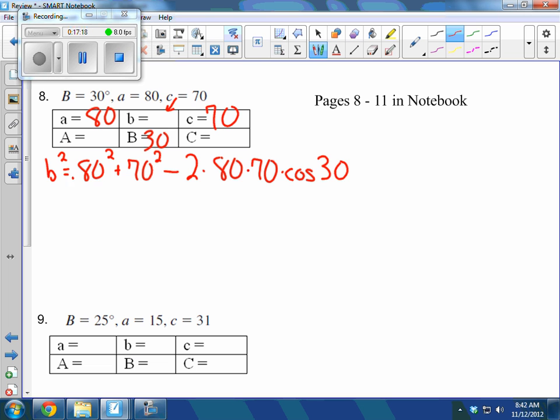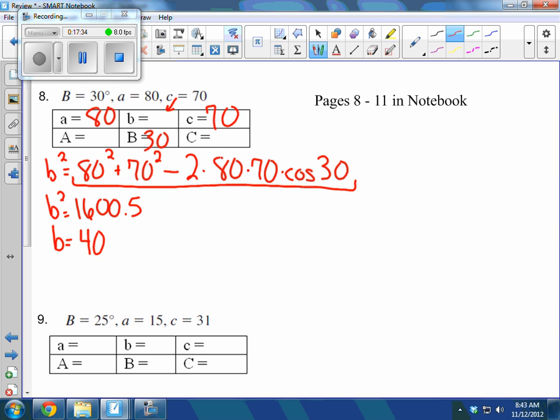And then this is the one where you can type this whole thing into your calculator. And when you do that, you get 1,600.5, and this is a rounded decimal. Now that's b squared. To get b, I still need to square root, and when I do that, I get about 40. So there's one answer. And now that was my first step, I have cousins. So now in my second step, I can use the cousins, 40 with sine of 30, to find the other ones.